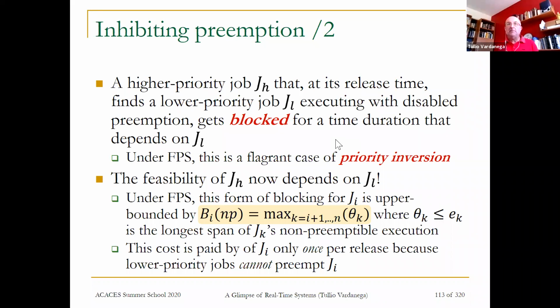And most of all, this solution causes everybody to pay a price. Because if I inhibit preemption, those who can preempt cannot. And for how long? Well, for the maximum duration that a lower priority job grabs a resource and says, don't disturb me. Okay? And this can be very long.